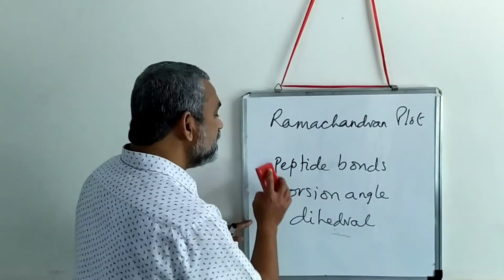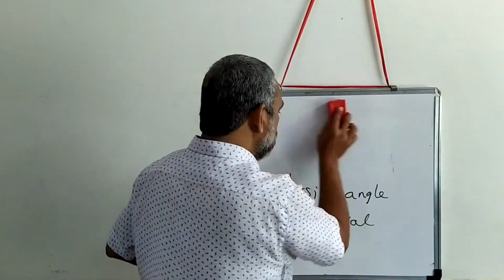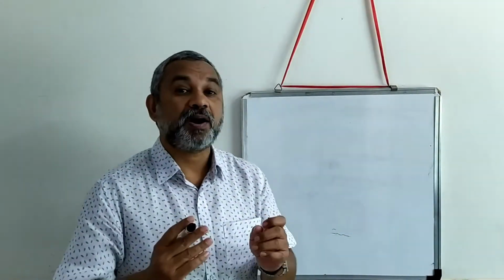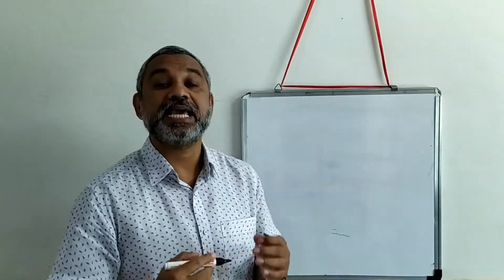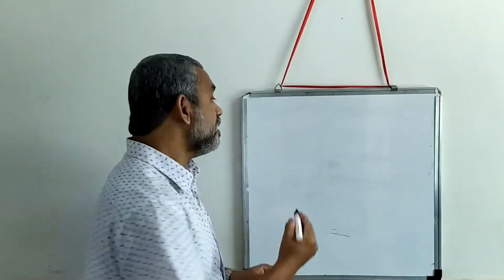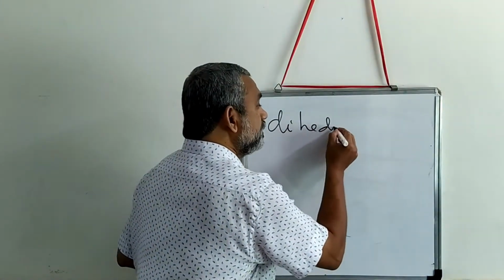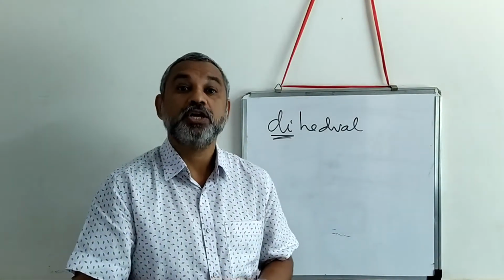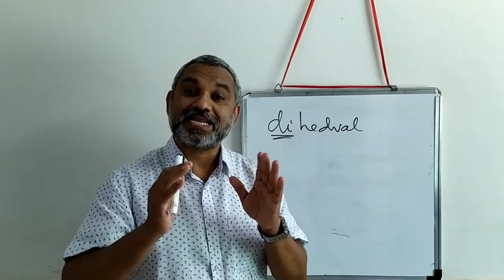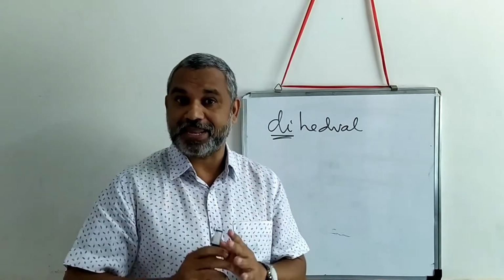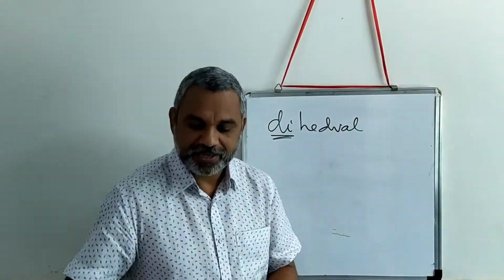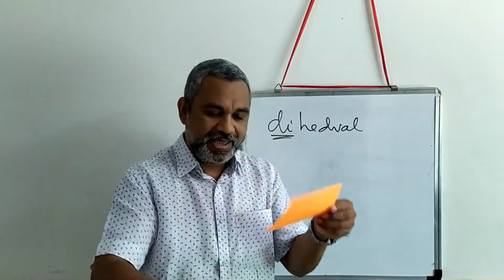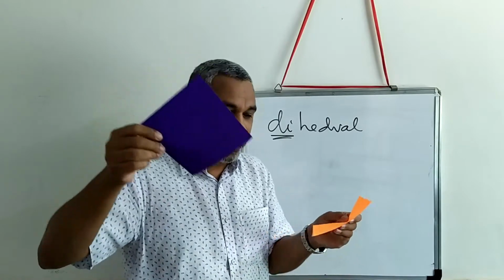Torsion means to twist. So we are talking about the angle that is created by twisting. Dihedral, from the name we should understand, di means two. It is the angle formed between two planes. For example, this is one plane, and this is another plane.